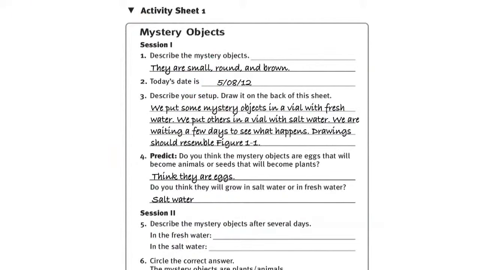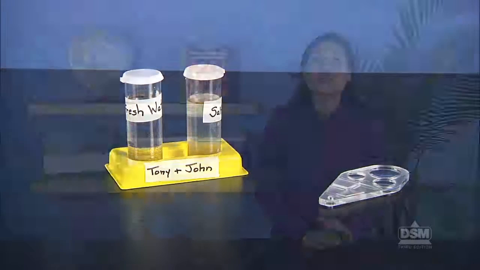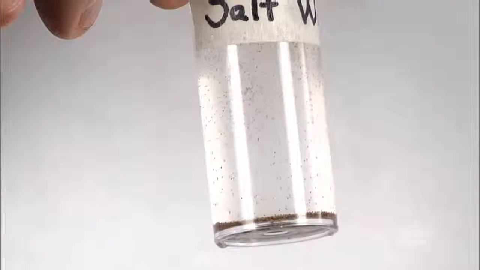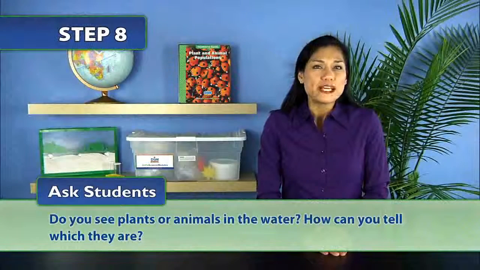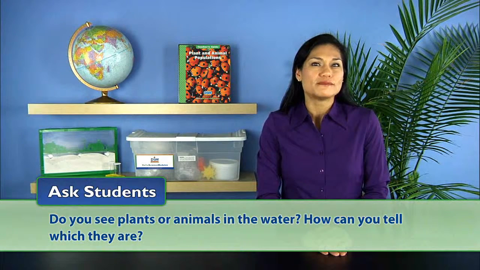To begin Session 2, give each student their activity sheet and distribute to each team of 2 their vial holder with vials and a magnifier. Encourage them to hold the vials up to the light or against a piece of white paper and look closely for anything new and different in the water. Ask students, do you see plants or animals in the water? How can you tell which they are?